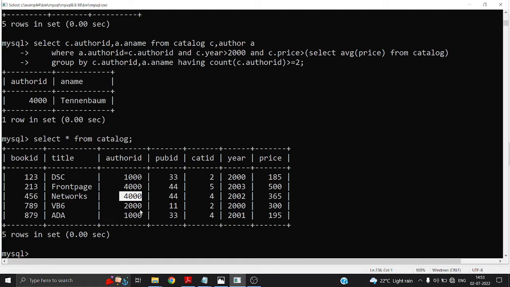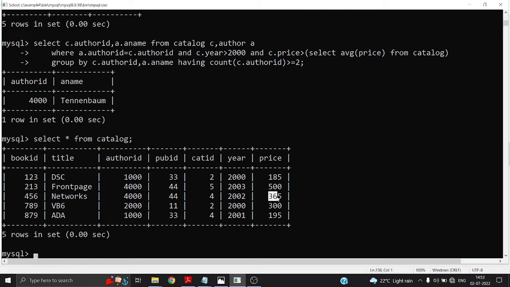But the second condition they asked is that the price of these textbooks should be greater than the average price of the textbooks. Here we have totally four records. 1000, its price is 185. 1000, this has the price of 195. Now again 4000, this has the price of 500, and 4000 again has the price of 365.